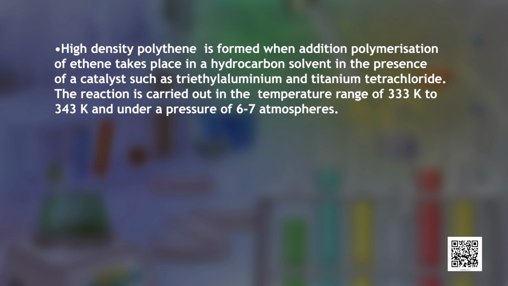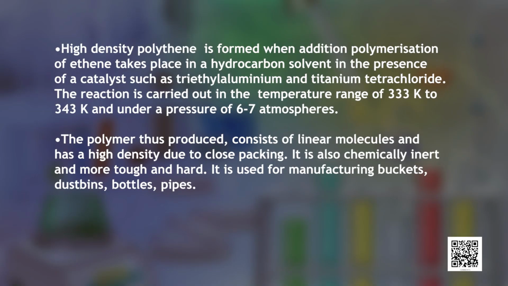You can very well see how the temperature and the physical conditions determine the type of polythene that is obtained. In one case, we are using high temperature and high pressure conditions, whereas in the other case, the temperature is nominal and even the pressure is quite low. The polymer thus produced consists of linear molecules and has a high density due to close packing. It is also chemically inert and more tough and hard and is used in the manufacturing of buckets, dustbins, bottles and pipes.